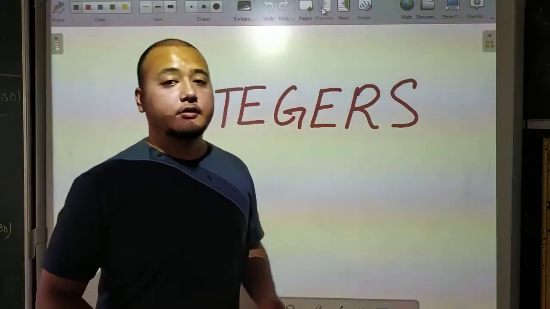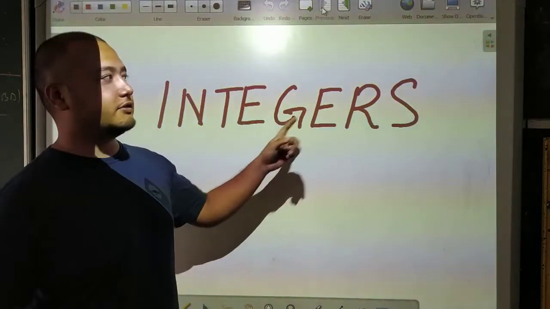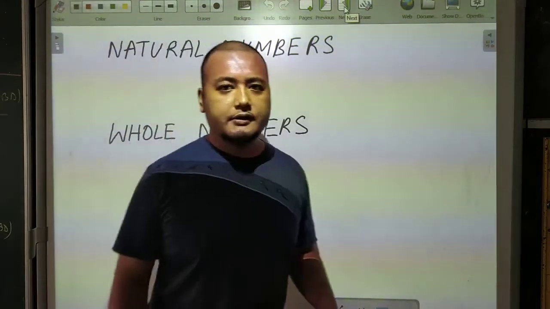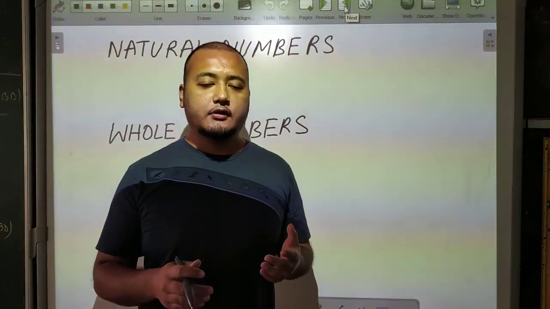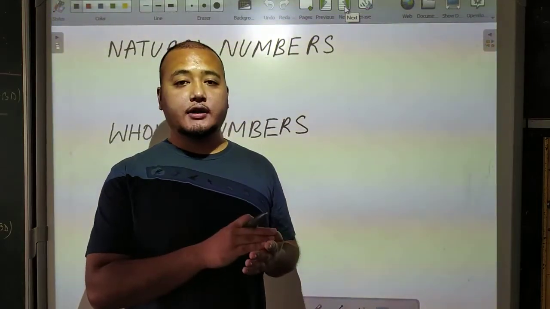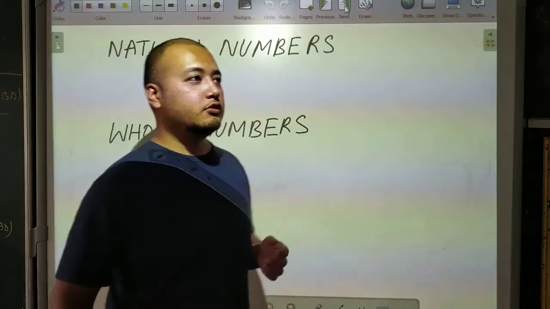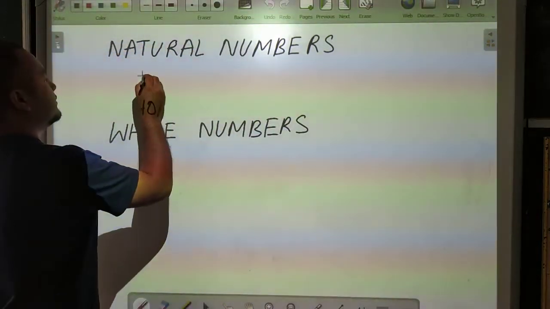Class 5, we will be starting with a new chapter in math, that is integers. Now, till now you have used your counting numbers. Those are numbers starting from 1 and then 2, 3, 4, 5 and so on. Those are also known as your natural numbers, okay?